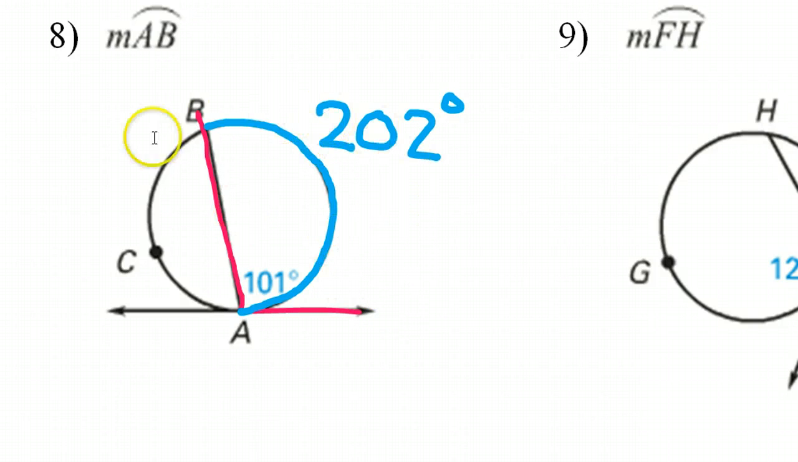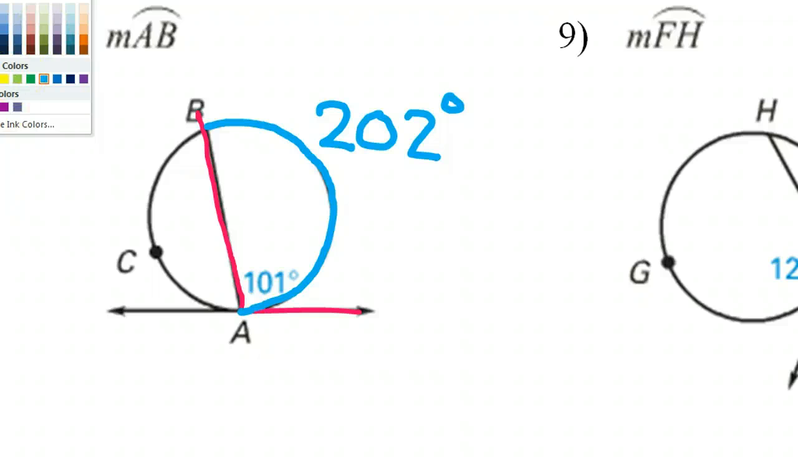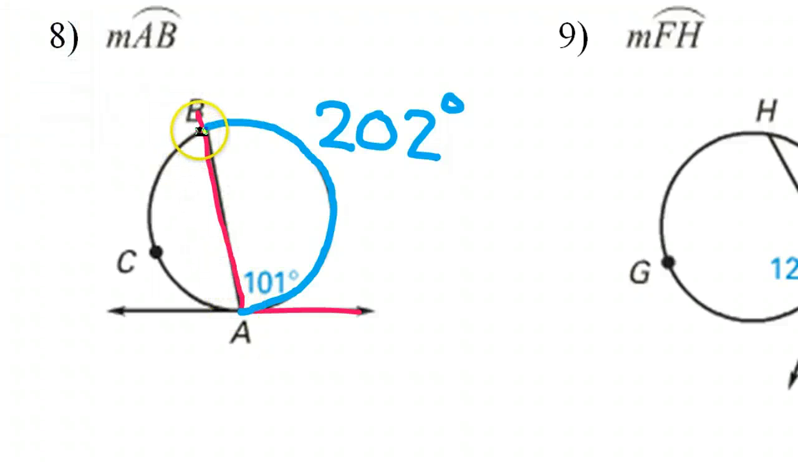Clearly this is a major arc from A to B. It's bigger than 180 degrees. If they say measure of arc AB, they automatically mean the minor arc. So they're actually asking us for this green arc here.